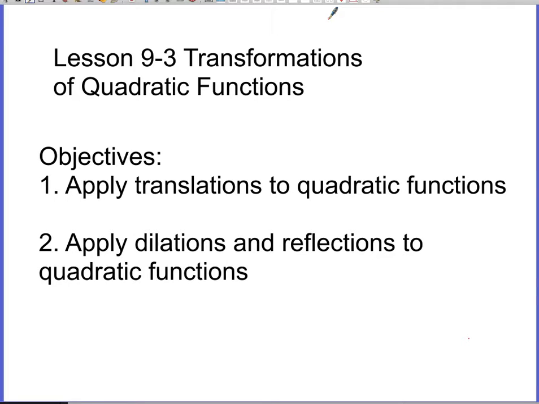The people that are in class today are going to be working on a Desmos activity that kind of pairs with this lesson. And once you get done watching this video, then you can move on to the Desmos lesson.